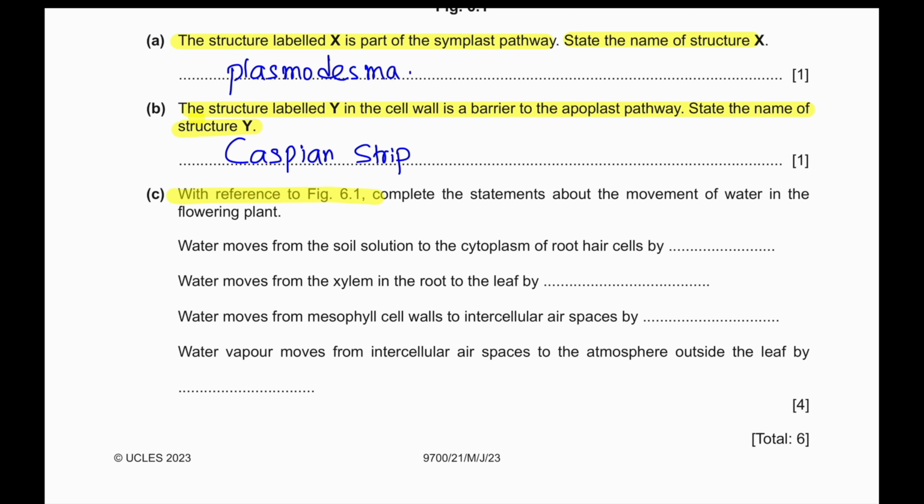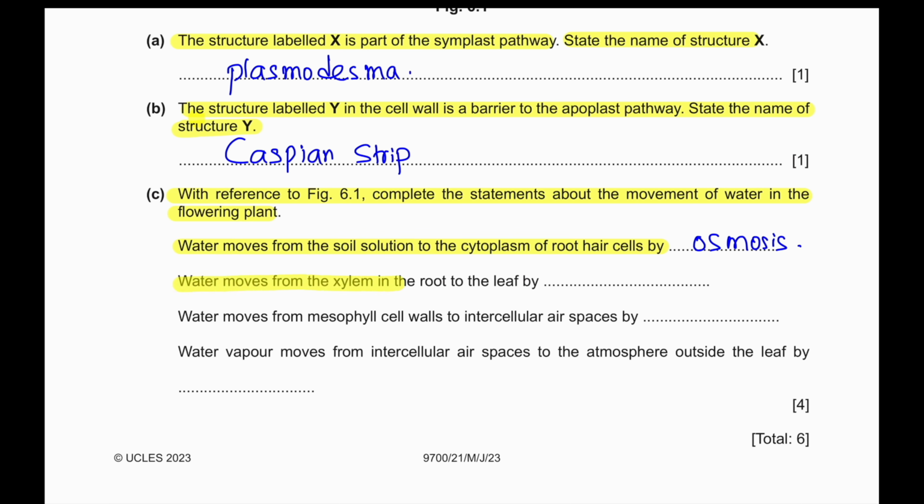With reference to figure 6.1, complete the statement about the movement of water in the flowering plant. Water moves from the soil solution to the cytoplasm of root hair cells by. Now movement of water at this stage will be osmosis. Osmosis is the net movement of water through a partially permeable membrane from a region of high water potential to a region of low water potential.